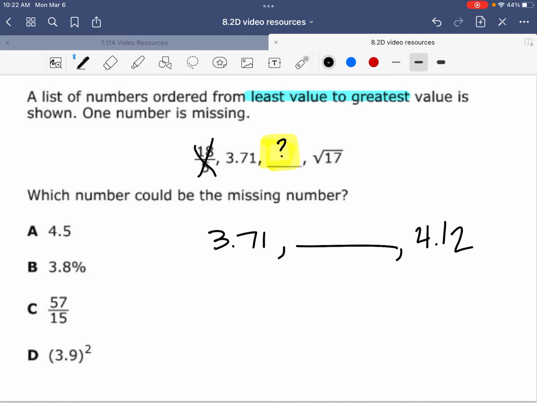So looking at this, I can already get rid of A because I know 4 and 5/10 is greater than 4.12. So that is not going to be right. So I'm going to strike through that answer.